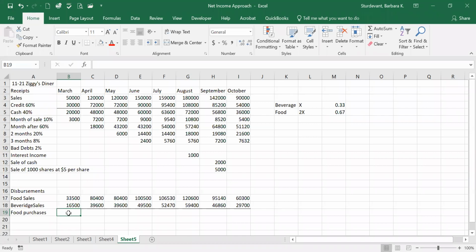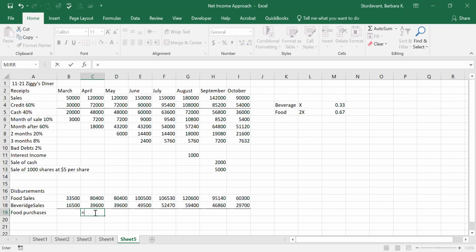Remember, we don't care when they buy things. We care when they pay for them. So these are my food sales. 35% of that is going to be my purchases. When would I pay for it? What did we just say when they're paid for? The following month. And so that's exactly what I would do.